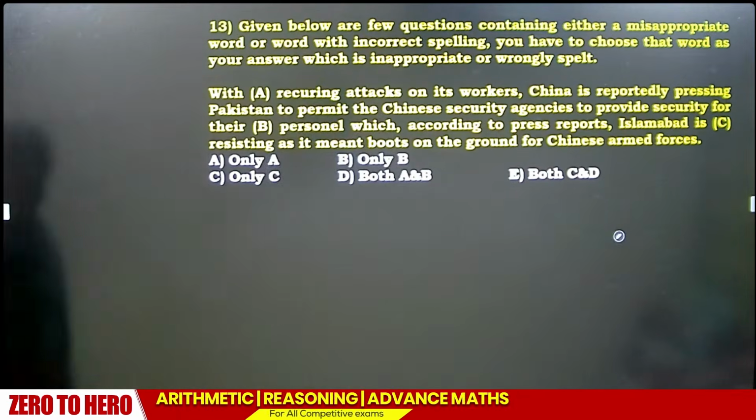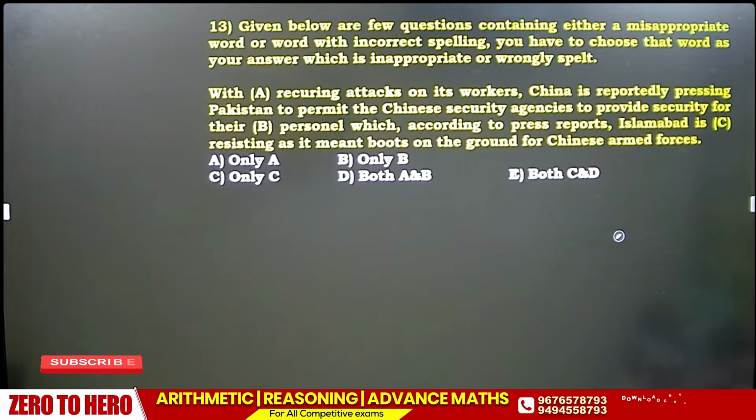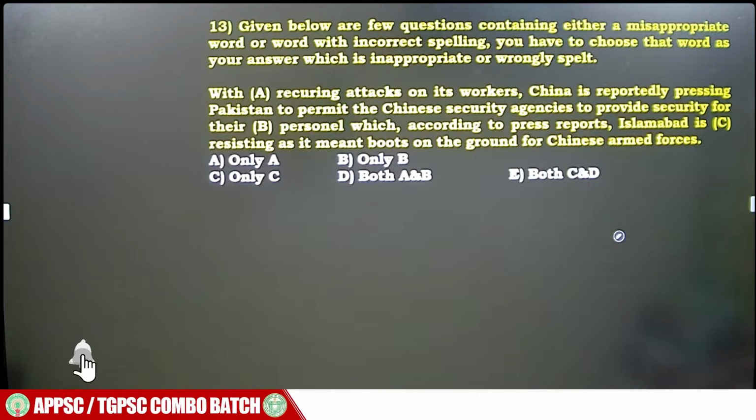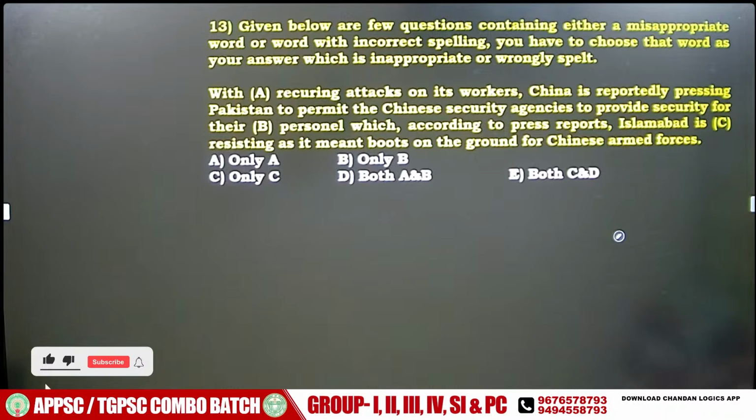13th question, can I expect good performance? I'm waiting for your performance today and your performance hasn't started yet. Seriously waiting for your performance.